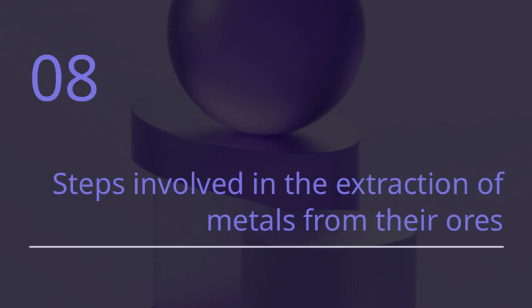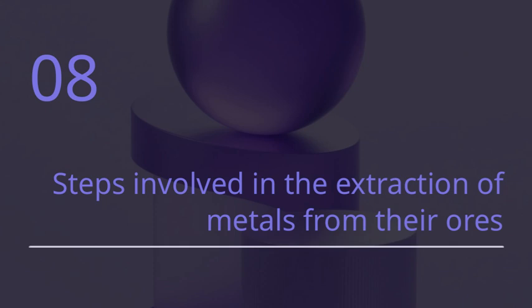concentration or beneficiation, where impurities are removed through processes like froth flotation or magnetic separation. This step enhances the purity of the ore, ensuring that we get a higher yield of the desired metal. Following concentration, we move to extraction. Here, the concentrated ore undergoes chemical or thermal treatments, such as roasting or reduction, to extract the metal. For example, in smelting, the ore is heated with a reducing agent to obtain the metal in its molten form.